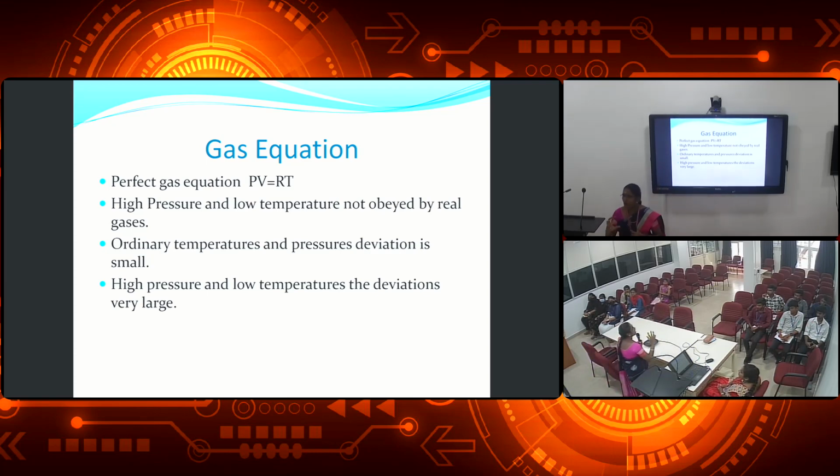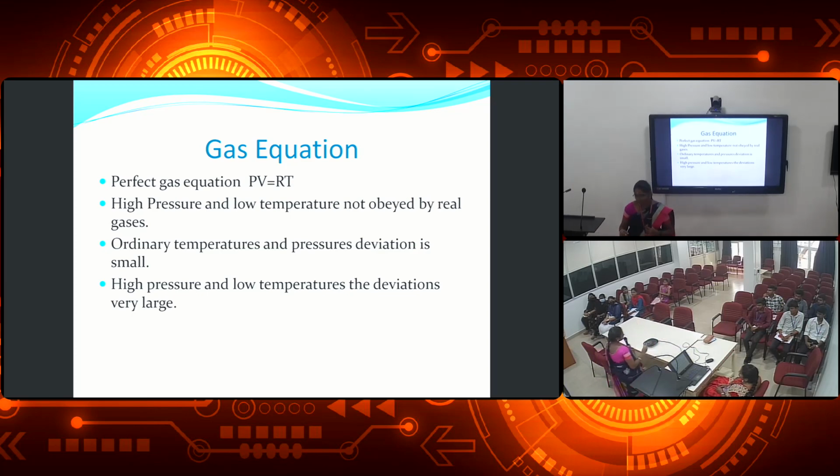Second, the molecular size. The gas molecular size is very small compared to the distances between two molecules. So the second postulate is that the size of the molecule is insignificant compared to the distance between the two molecules.